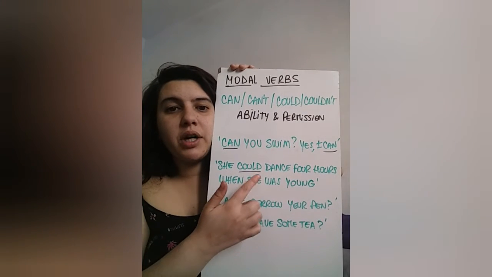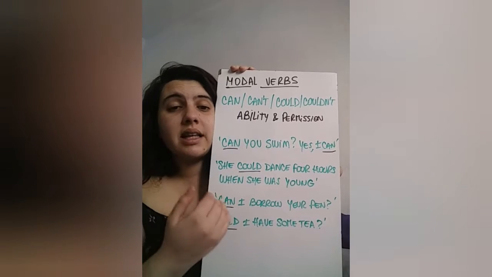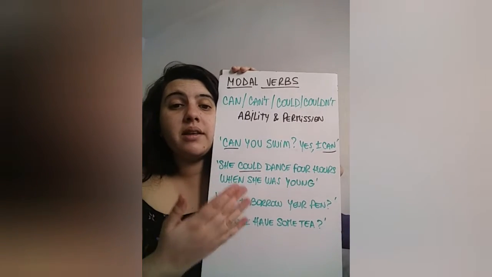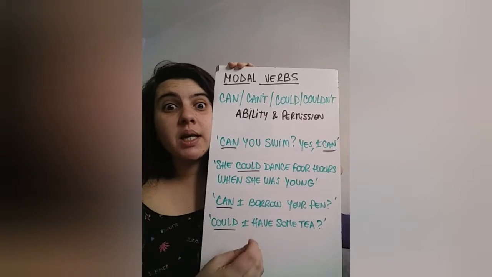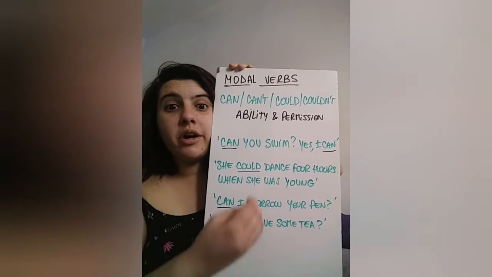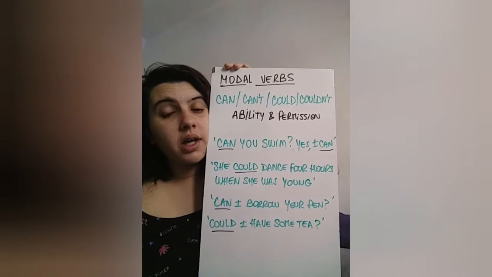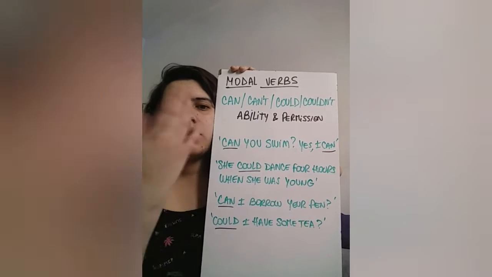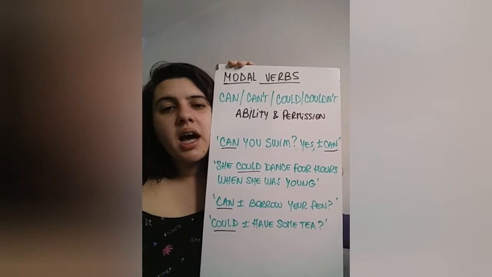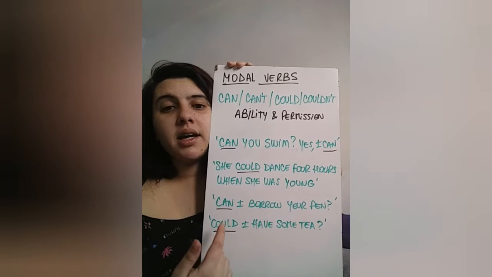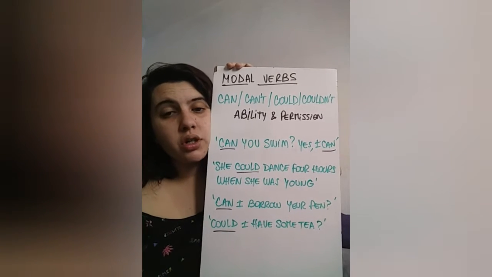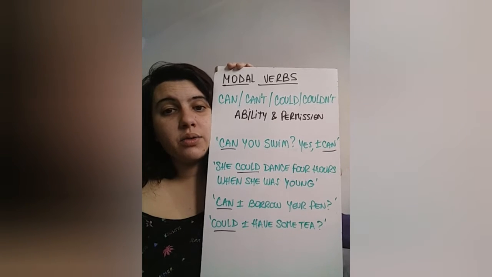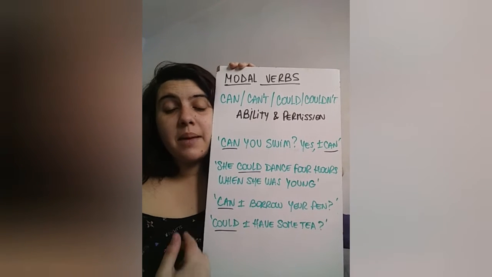Then we can use could, exactamente para lo mismo, para hablar de habilidad, pero en este caso hablar en pasado, ¿ok? So for example, she could dance 4 hours when she was young, ¿ok? Ella podía danzar 4 horas cuando era joven. And then we can use can and could to ask for permission. Vamos a utilizar el can y el could en preguntas para pedir permiso.